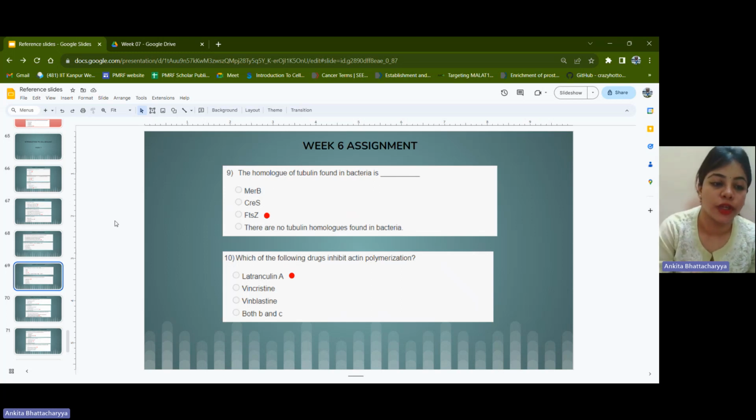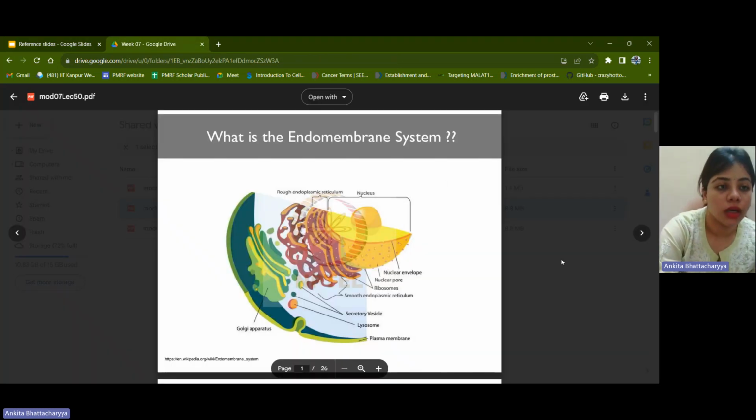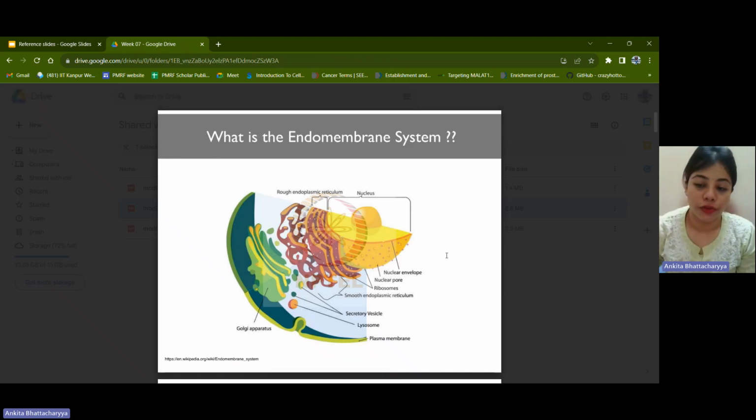So that is bringing us to the end of the assignment questions that were there for week 6. As per the pattern, before we get into the questions for week 7, we'll go over the topics that were part of week 7. I assume everybody has already gone through the lectures. The topics covered in this week have been centered around the endomembrane system.